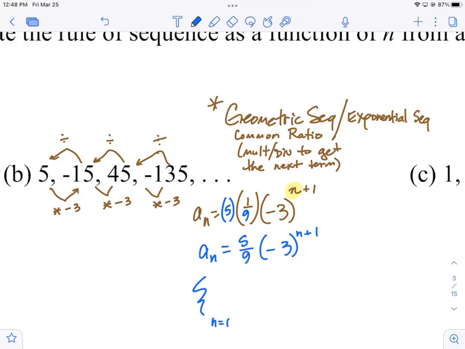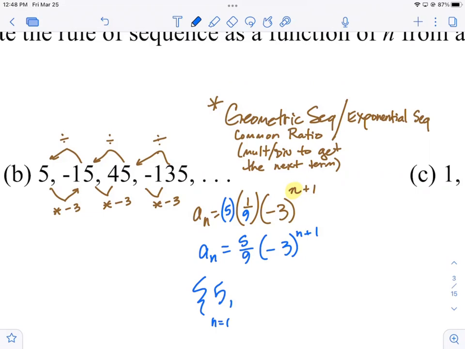Plug in a 1 now. Let's see if it fixes this correction. 1 plus 1 is 2. -3 squared is 9. 9 divided by 9 is 1, and 1 times 5 is 5. Boom, we got the first term. It must be right all the way down the line now. In your head, you could say, I know it's going to work because we've made the necessary corrections.